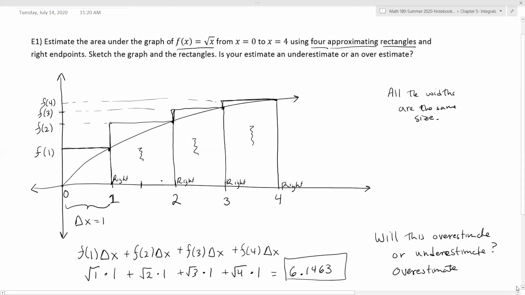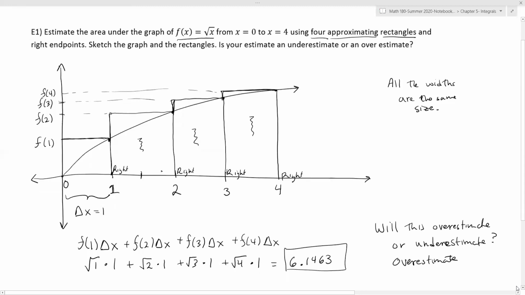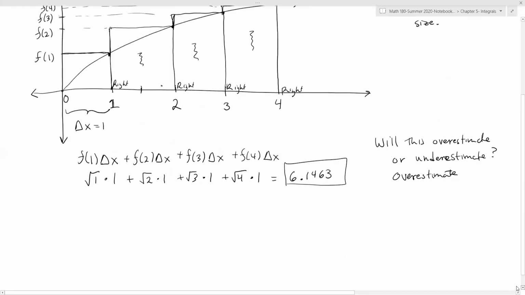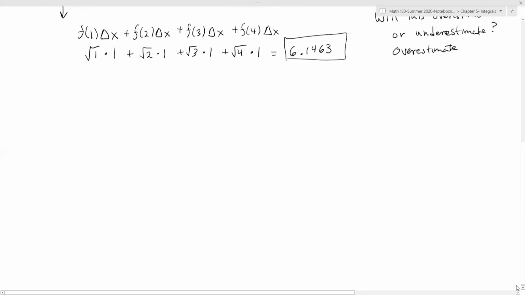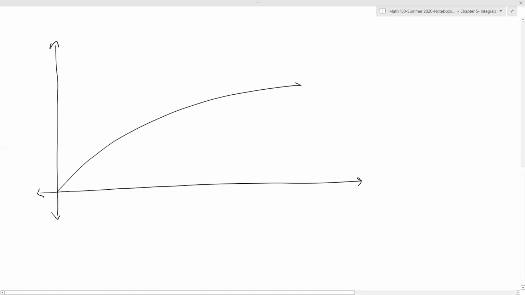All right, so let's take a look at that left endpoints one. All right, so we're going to use the left endpoint one. I'm going to draw another graph. Okay. And we're going to do the same function, right? We're going to go out to 4. Okay. And I've got 1, 2, 3, 4. Okay.